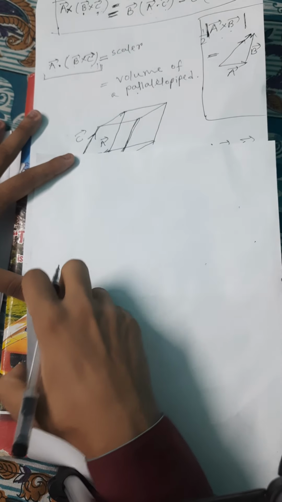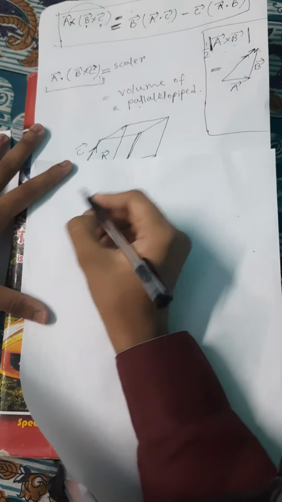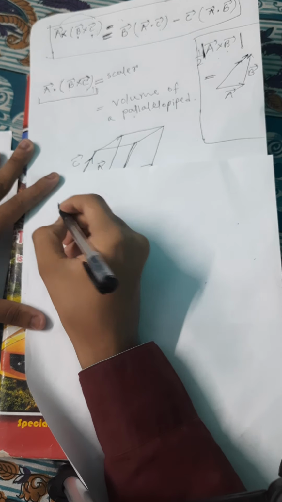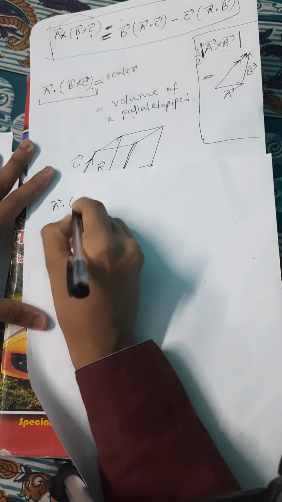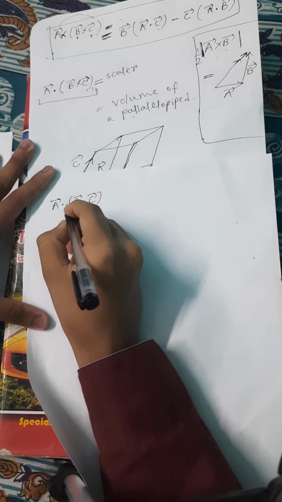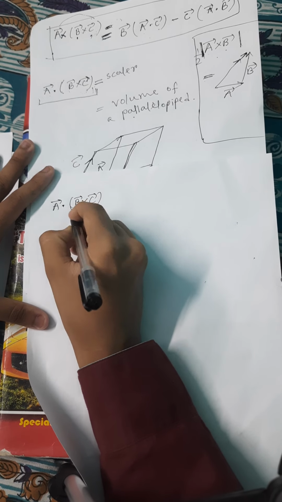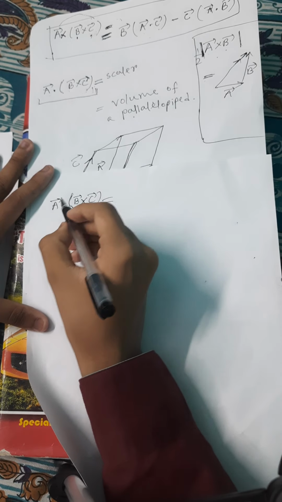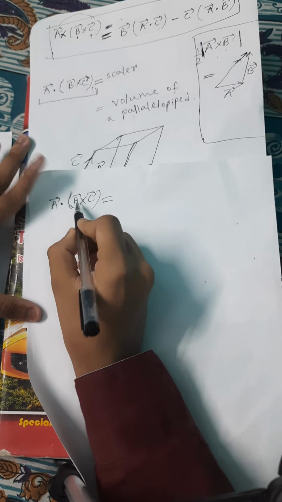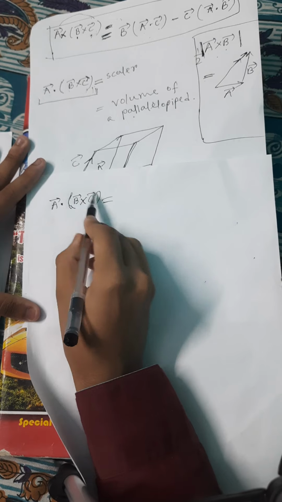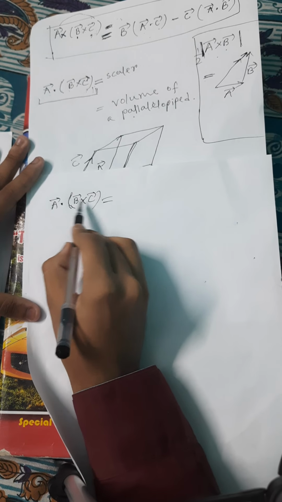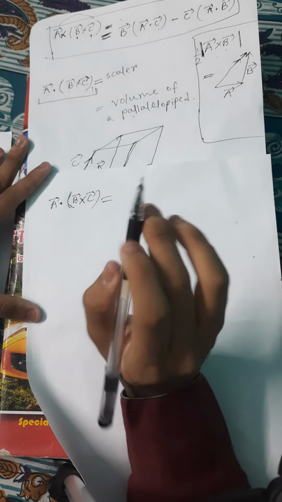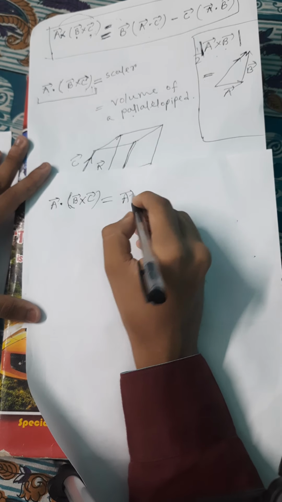How will we rearrange it? See carefully. A dot B cross C, A dot B cross C. So you can rearrange it like this. Here is the dot product. Change the position of the dot product and the cross product. These two will be the same.